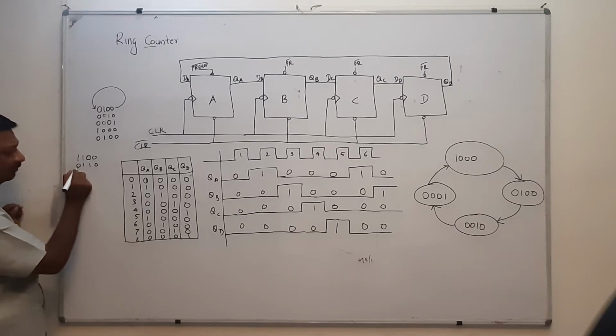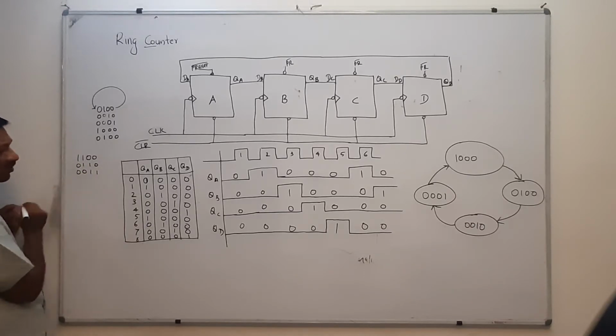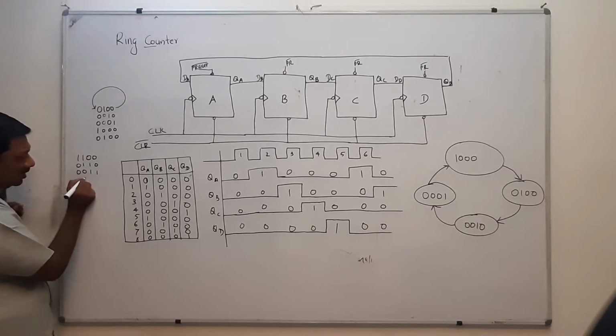Then after that, this 0 will come here, 1 will come here, this one here, and 0 will go to this place. Next is this 0, this 0, this one, and this one will come here, and like that.